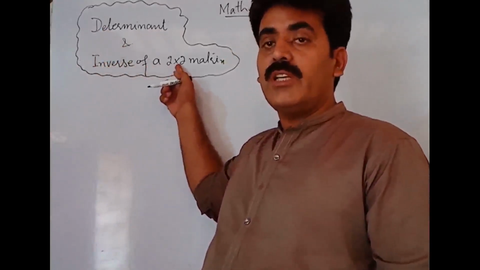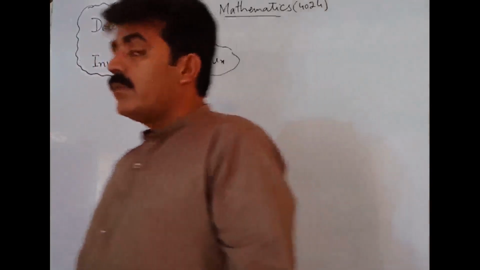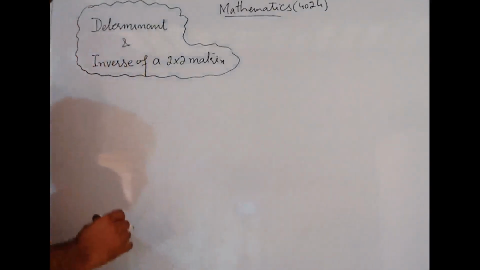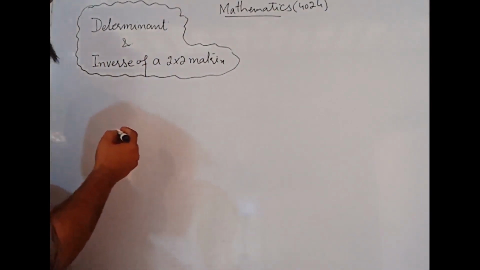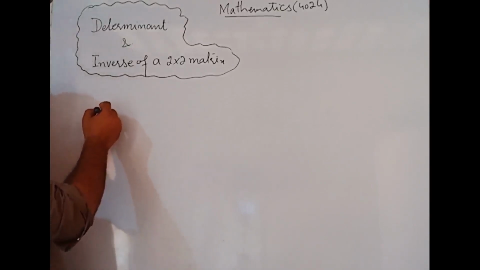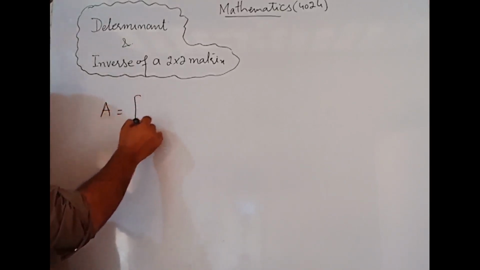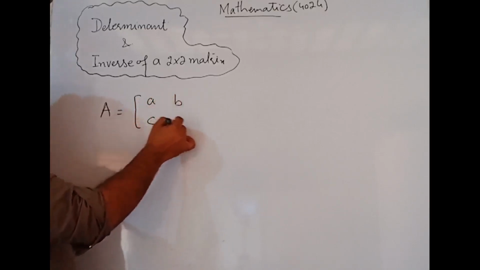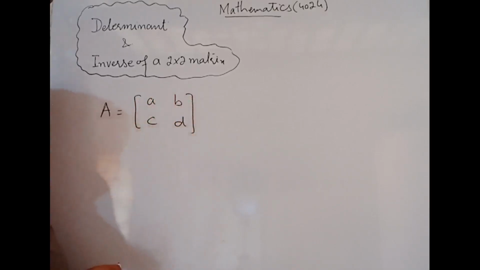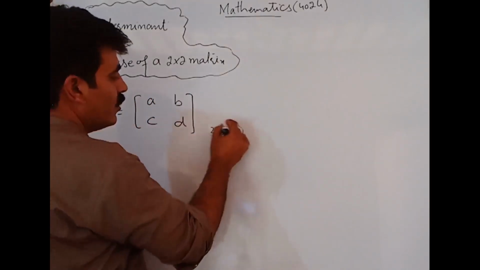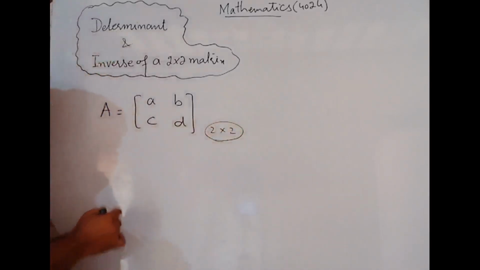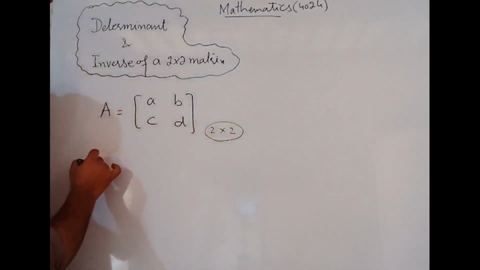Today we are going to discuss the determinant and inverse of a 2 by 2 matrix. If here is a matrix A equal to A, B, C, D, its order is 2 by 2. So what is the determinant of A?